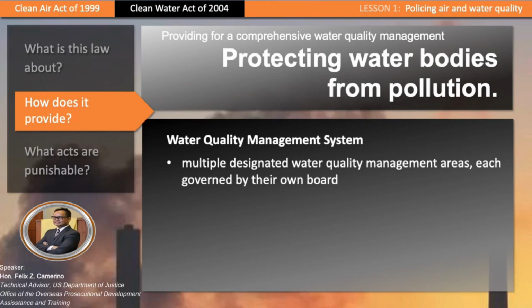Management areas that are designated as such. We're talking about water quality management areas, which are designated as such, and it's not just one that's designated in the Philippines. There are a number of them, and their designation is based on common factors in that given area. Usually, it's based on a watershed, and in the case of clean air, it may also play in, and I'm talking about airsheds, of course. So, multiple designated water quality management areas.